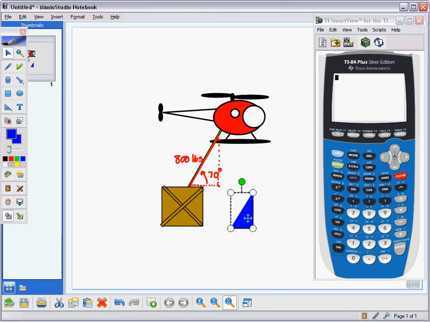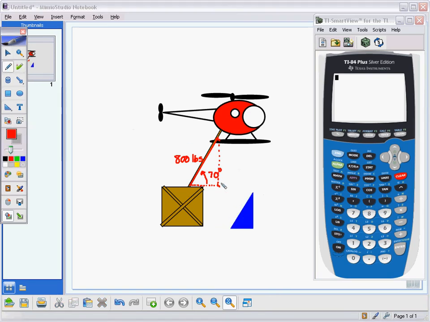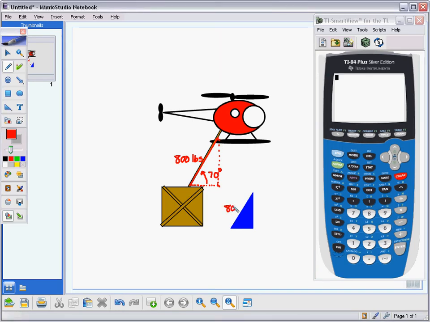Quick manipulation. Okay, so I'm saying the hypotenuse is 800 pounds. This angle is 70 degrees. I want to know the force in the x direction and the force in the y direction. We're going to use some simple right triangle trigonometry to find this.